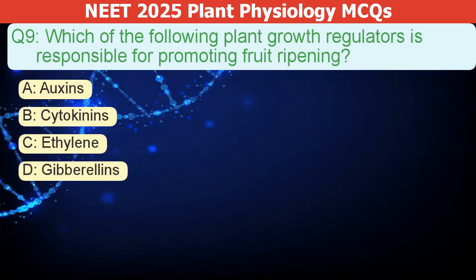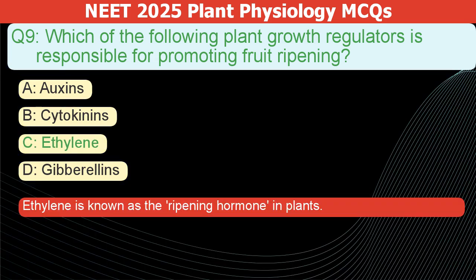Which of the following plant growth regulators is responsible for promoting fruit ripening? A. Auxins. B. Cytokinins. C. Ethylene. D. Gibberellins. The correct answer is C. Ethylene is known as the ripening hormone in plants.